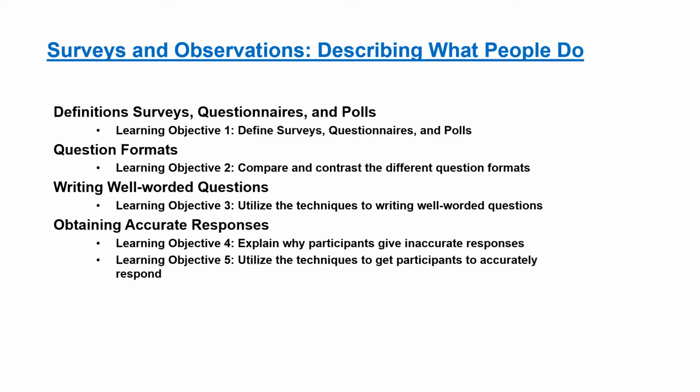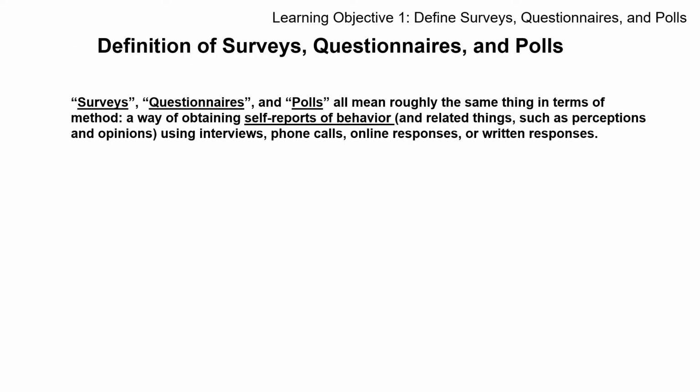Then we're going to look at utilizing the techniques to writing well-worded questions, not speaking well-worded sentences, but writing well-worded questions. Then looking at some ways to get accurate responses. We'll first look at explaining why participants give inaccurate responses, and then we'll look at utilizing the techniques to get participants to accurately respond.